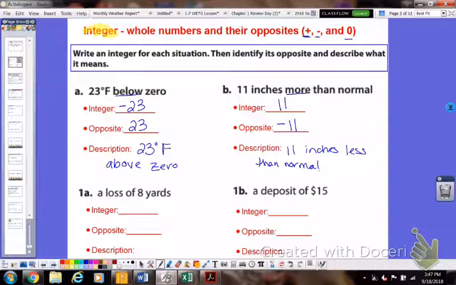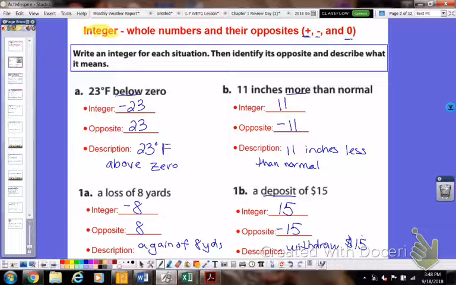All right, 1A down here, a loss of 8 yards. Loss denotes a negative, so negative 8. Opposite's positive 8, and a gain of 8 yards. And last up, a deposit of $15. Deposit is when you put money into the bank, so you're gaining $15. Opposite would be negative 15. And the description would be to withdraw $15.